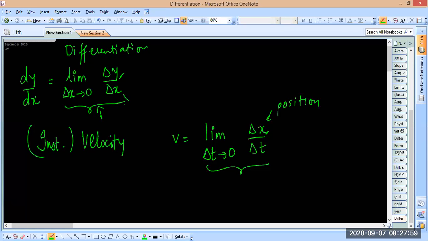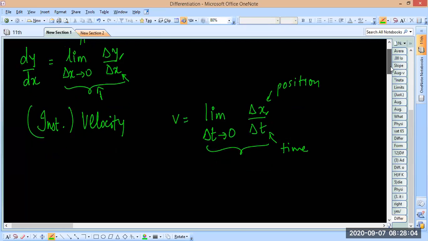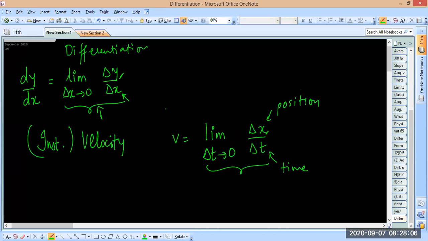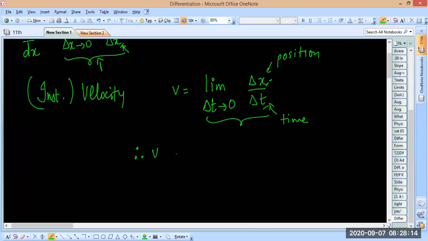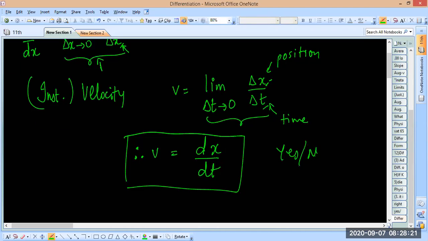And instead of this x's place, you have t, that is time, right? So do you realize that if I use the same idea, instead of y, I'll write x. Instead of x, I'll write t. So I can write velocity is equal to dx by dt. Yes or no? Exactly that, right? It's nothing else. Velocity is equal to dx by dt.